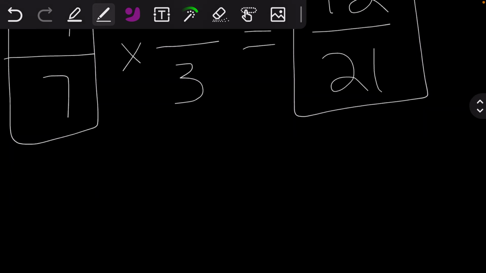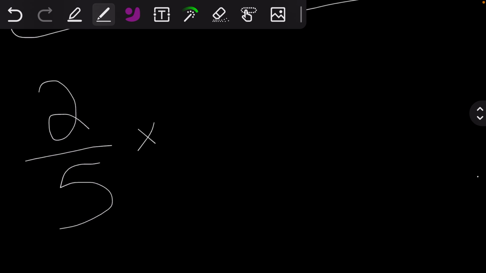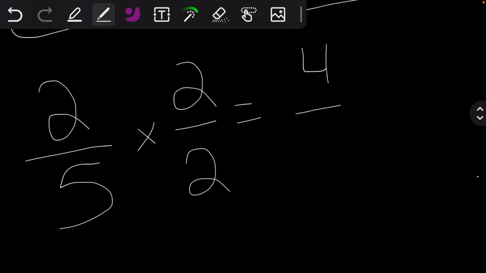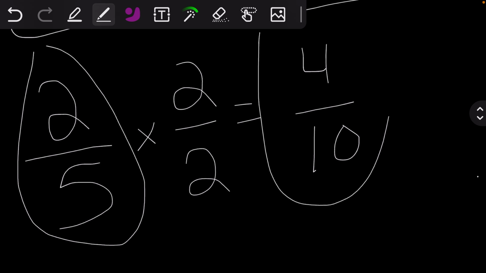Let's go on to another example right fast. A couple more examples. Let's say we have 2/5. Again, we're asked to find an equivalent fraction. So let's find two equivalent fractions instead of one. We'll multiply the numerator and the denominator by 2, and we'll get 4 over 10 as an equivalent fraction.